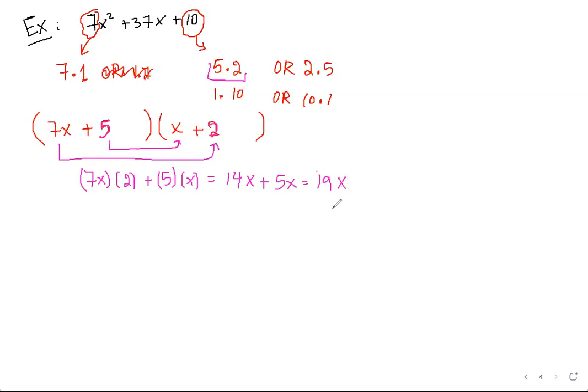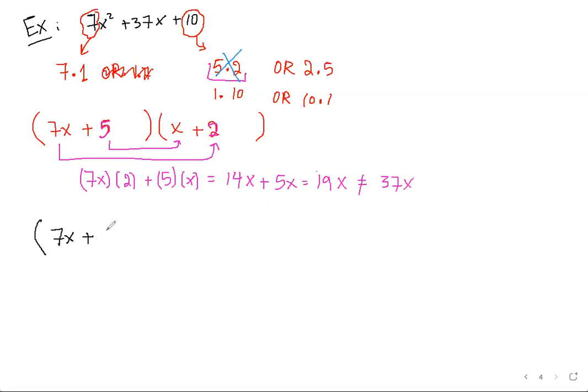And 19x is not the same as the middle term of this trinomial. It is not equal to 37x. So this means the other one is correct. 2 and 5 is not it, so I'm not going to use this one. So this is x here. Second one, let me check the second one.